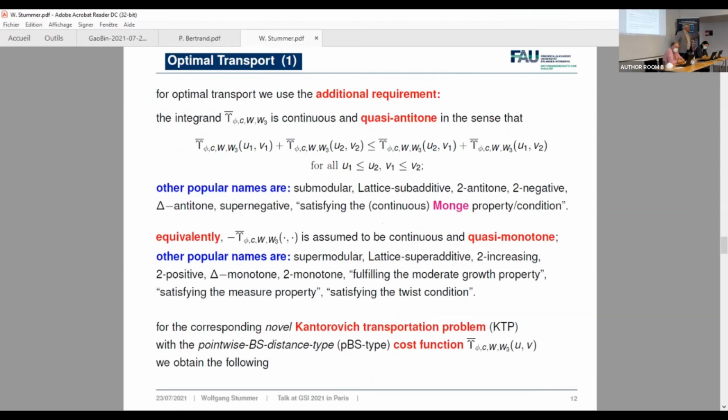So now to go to mass transport, we have to use an additional requirement, and that's the very well-known condition of quasi-antitone, and I'm happy that Pierre has already mentioned it. There are several other names for this: submodular, lattice subadditive, 2-antitone, 2-negative, delta-antitone, super negative, and satisfying the Monge property.